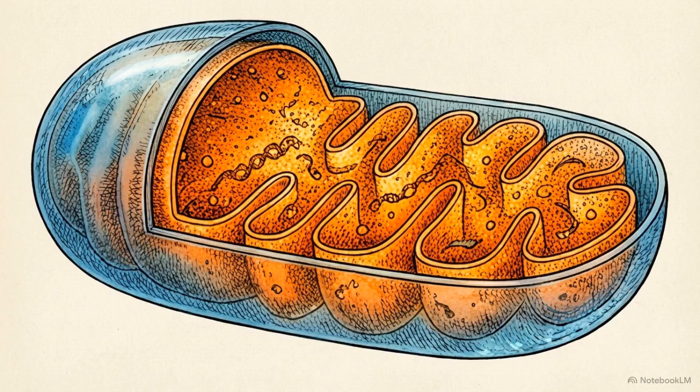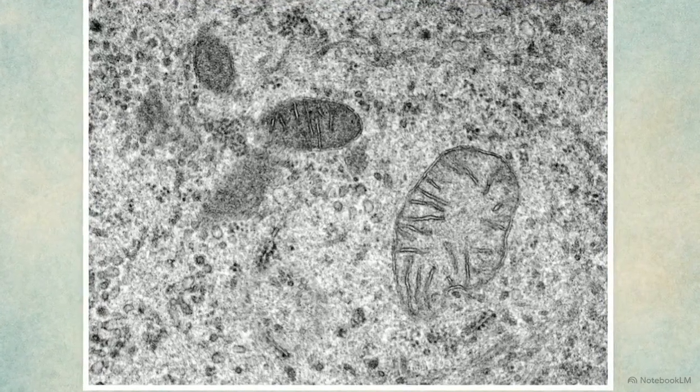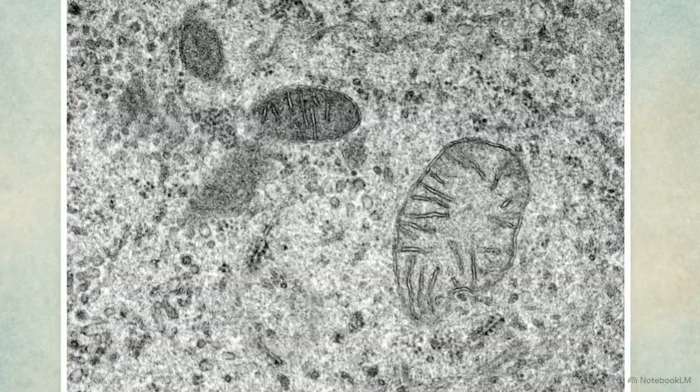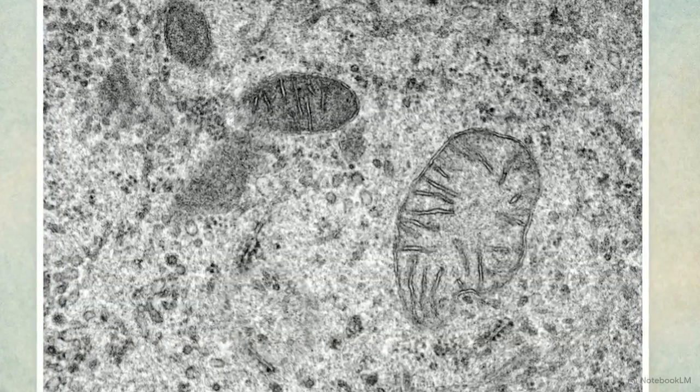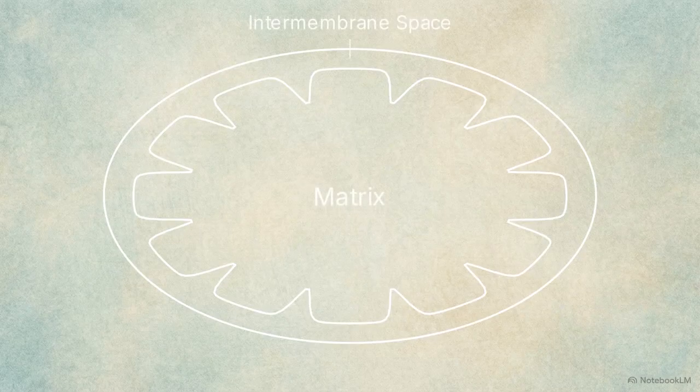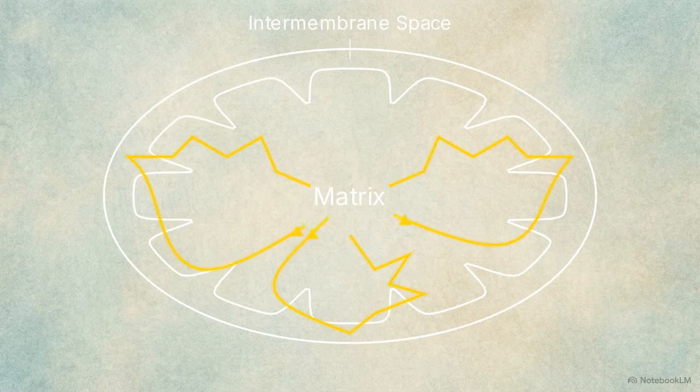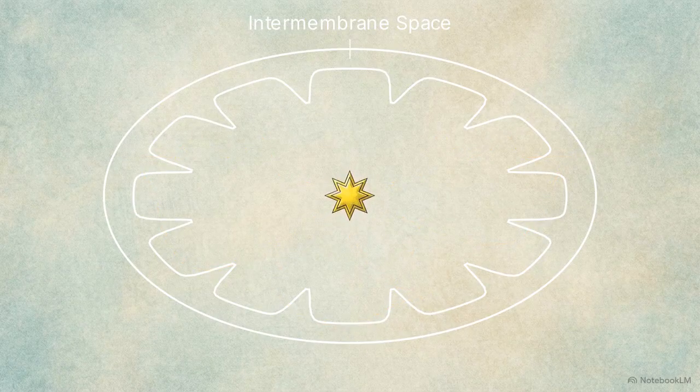The physical setting for this massive energy extraction is the mitochondrion. The interior is divided into specific spatial zones, the dense inner fluid known as the mitochondrial matrix, surrounded by a highly folded inner membrane called the cristae. This strict physical compartmentalization dictates exactly how chemical energy is extracted, transported, and ultimately converted into a usable form.